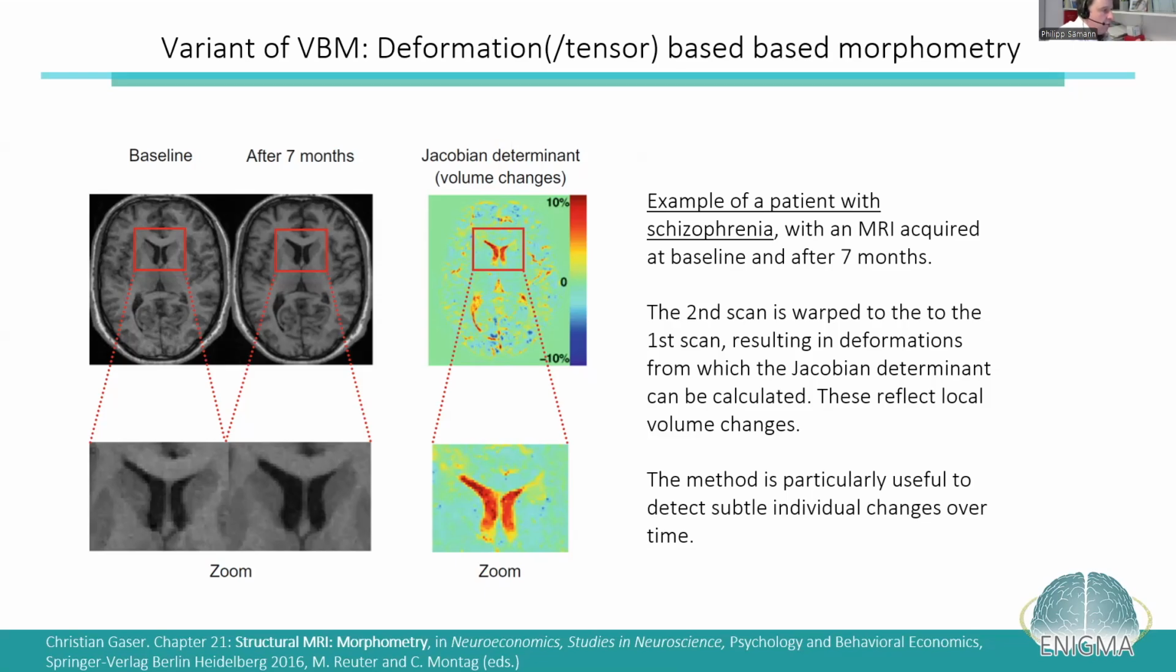And if you then analyze the so-called Jacobian determinant map rather than the volume map, you can directly conclude from the expansion of the ventricular space that is encoded in this deformation map that there must have been a volume increase. So in the end, it's a very sensitive indirect way to perform volumetry. And as explained, it's very useful for longitudinal studies.